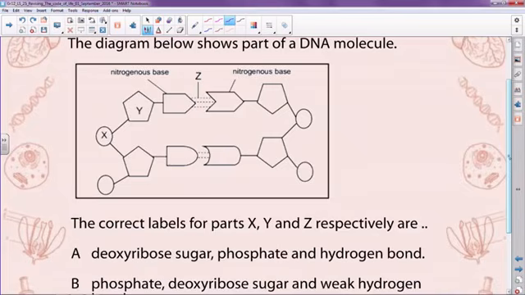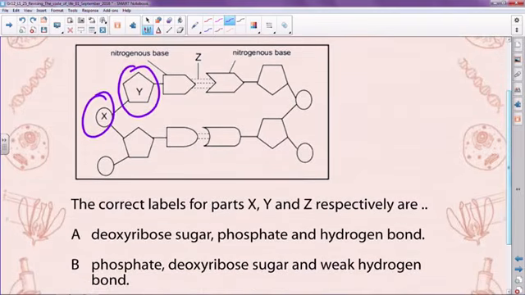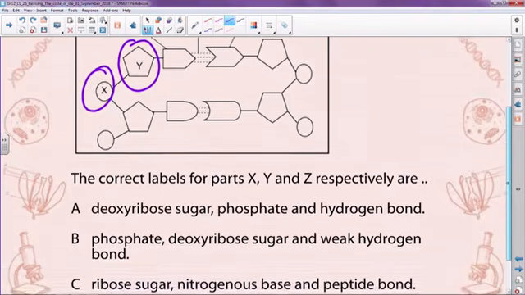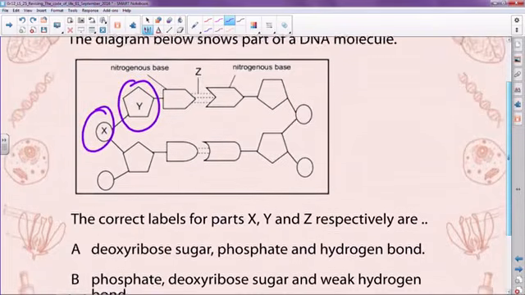The diagram below shows part of a DNA molecule. Now I want you to have a look, and you've got all these different parts. The question is, the correct labels for parts X, Y, and Z represented are... Okay, first one. Let me just see if I can bring this down a little bit more. How many are there? There's D.